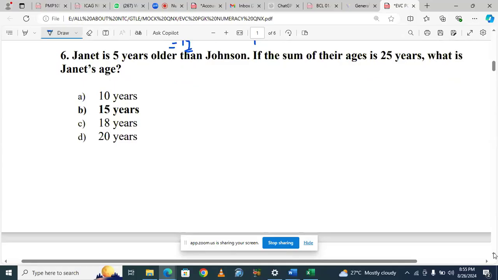Number 6. Okay, who's reading? Stephen. Okay, Stephen. Janet is 5 years older than Johnson. If the sum of their... Please pause.